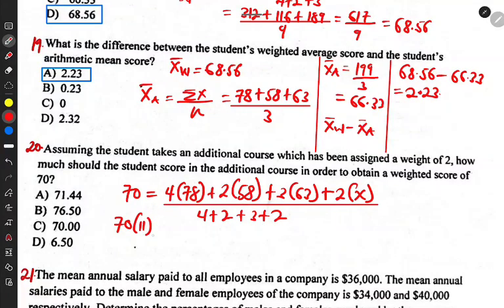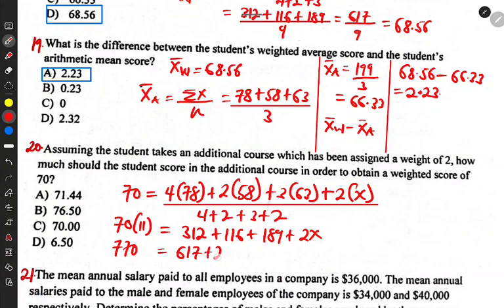So we'll have 70 multiplying 11, and that should be equal to the summation of the values on top. So we have 312 here, 116 for the second one, and you have here 189 plus 2x. Okay, so here we add or subtract from the multiplication of 70 by 11. So we're going to get 770. Okay, 770. And that should be equal to 617 plus 2x.